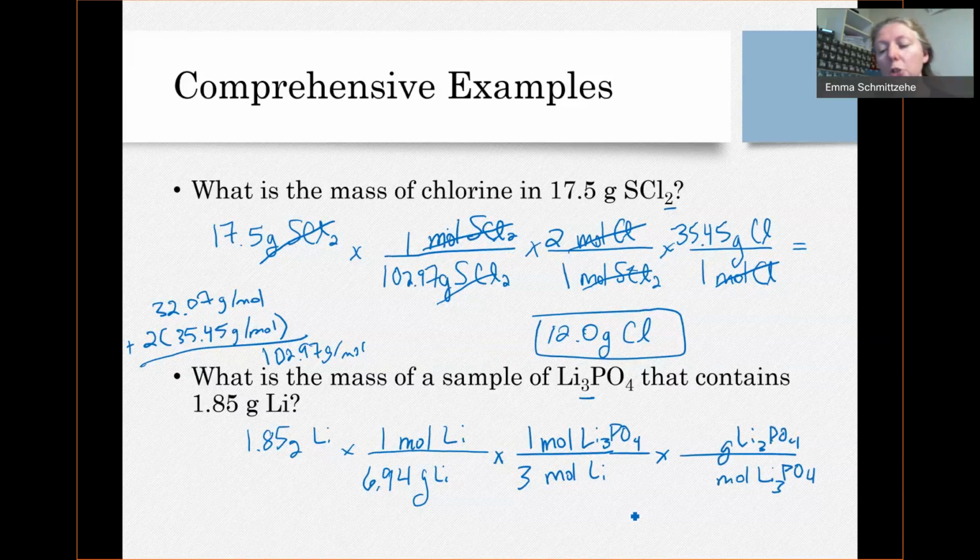And so then I just need to add everything up. So I'm going to have 3 lithiums, so 3 times 6.94 grams per mole. And then let's see, what else do we have? Phosphorus, so 30.97 grams per mole. As always, these are coming from the periodic table. And then 4 times 16.00 grams per mole for the oxygen.